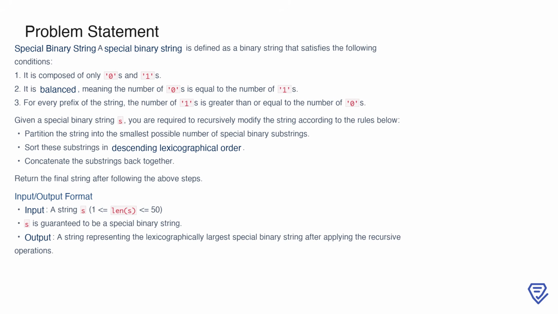Now, given a special binary string S, the goal is to recursively transform it according to a set of rules. These rules involve partitioning S into the smallest possible number of special binary substrings, sorting these substrings in descending lexicographical order, and then concatenating them back together. The expected output is the lexicographically largest special binary string that can be obtained after applying these operations. The input string is guaranteed to be a special binary string, with a length between 1 and 50, and the output will also be a binary string after following this transformation process.